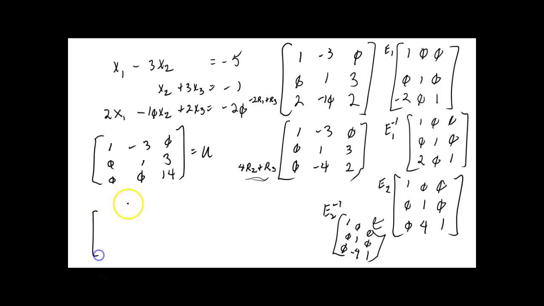Okay, so that's going to be E1 inverse is 1, 0, 0, 0, 1, 0, 2, 0, 1. And the second one is 1, 0, 0, 0, 1, 0, 0, -4, 1.